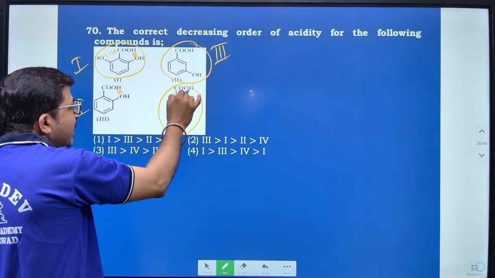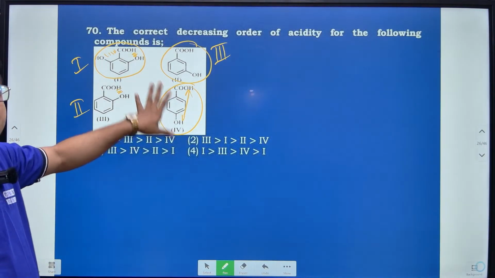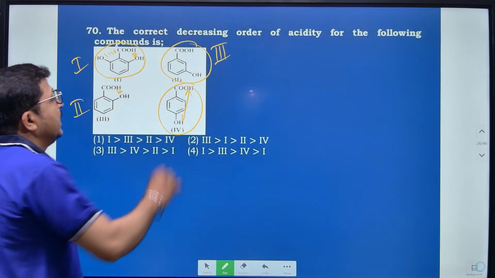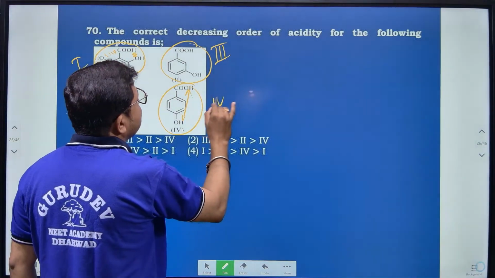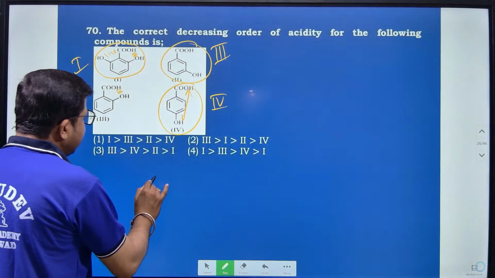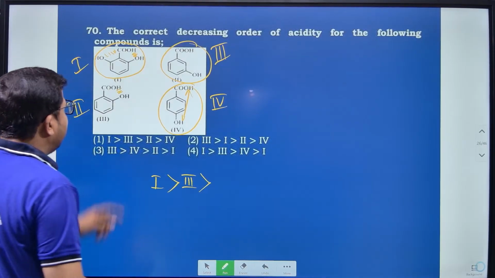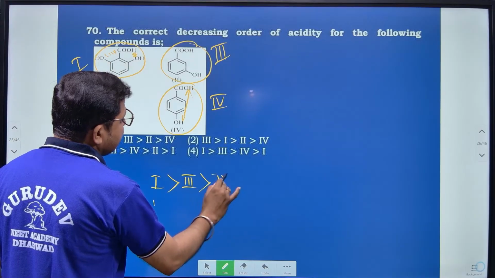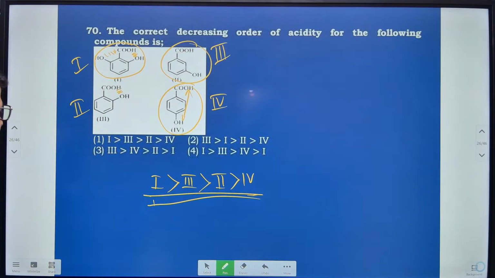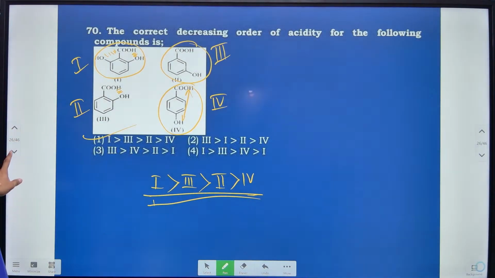There is a maximum distance between the hydrogen and oxygen. Therefore, it is highly impossible to form intramolecular hydrogen bonding as well as intermolecular hydrogen bonding. Therefore, this will come in the fourth position. So the order is first one is greater than third one, third one is greater than second one, second one is greater than fourth one. Therefore, this is the order. Look at here, first 3, second 4. The first option is the right answer for the 70th one.